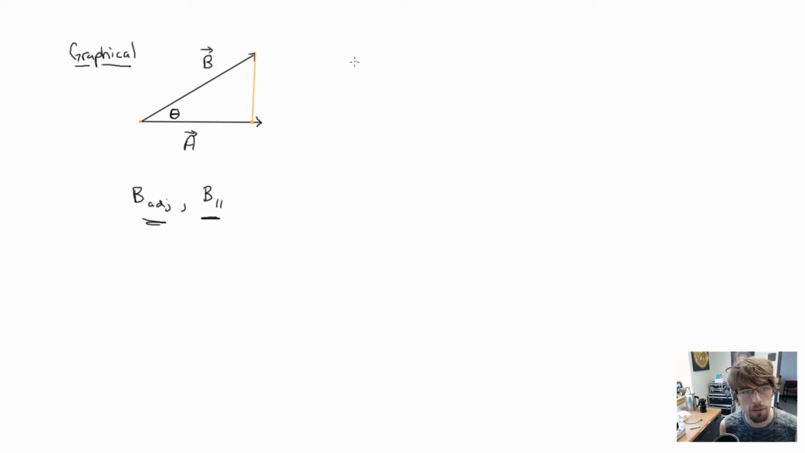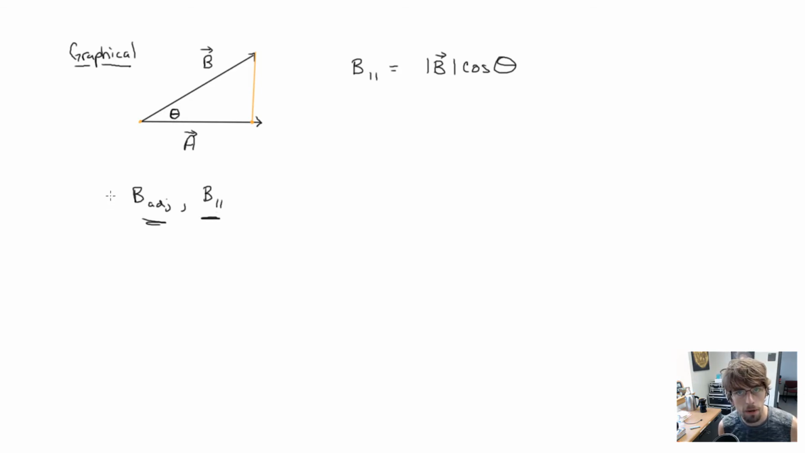And you say, well, if I want the adjacent, so I'll write down B parallel here. If I want the adjacent component, what I need to do is take the hypotenuse of that triangle. That's the magnitude of B. And I need to multiply by the cosine of the angle. And there you go. That is the component of B in the same direction as A.